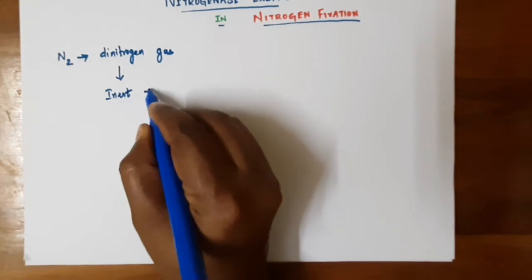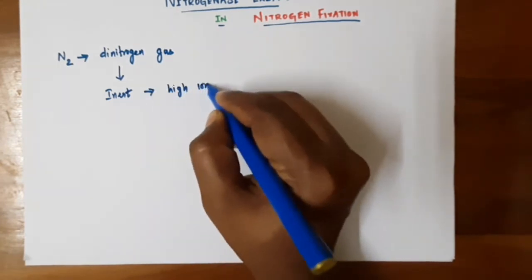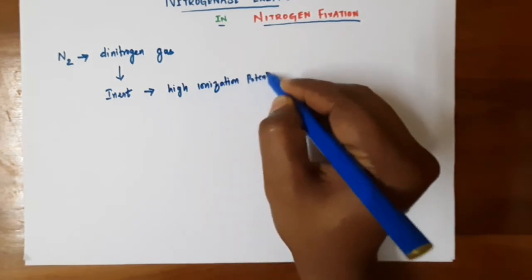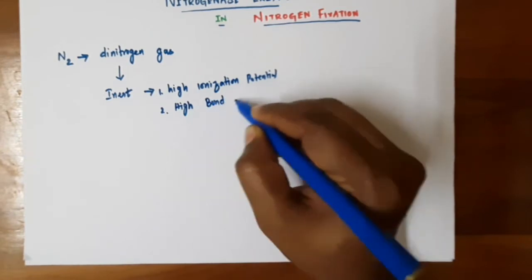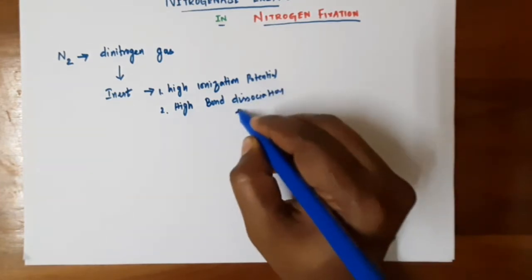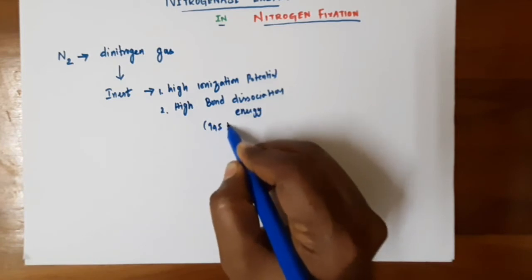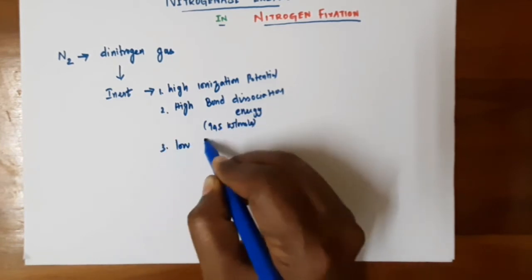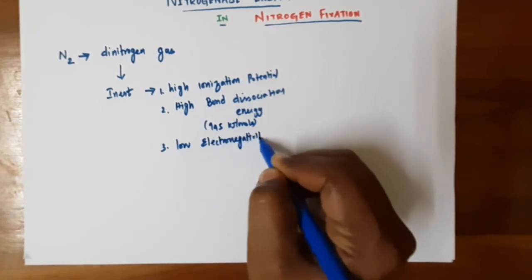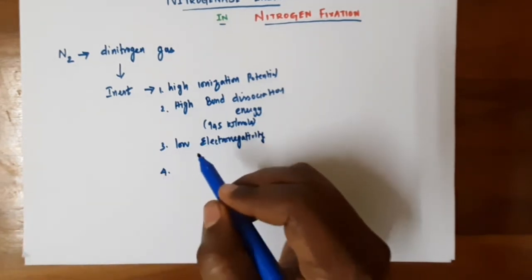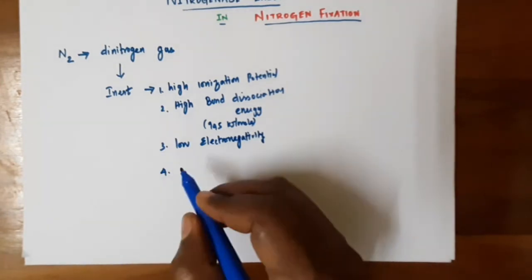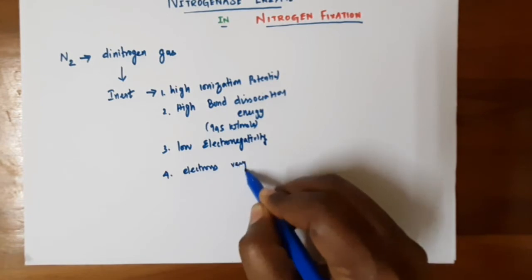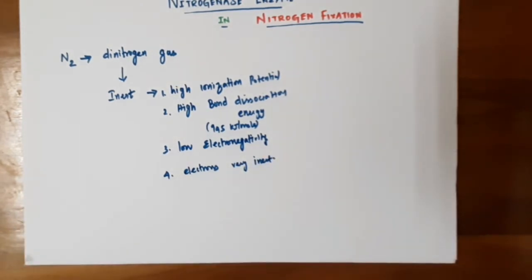It is chemically very inert because of its high first ionization potential, high bond dissociation energy, nearly 945 kilojoules per mole, and low electronegativity. The electrons from the outer shell of nitrogen cannot be removed easily. Either adding electrons or removing electrons is not easy in the case of nitrogen. So due to this reason, nitrogen cannot be converted into another form easily, and it exists as natural dinitrogen gas.